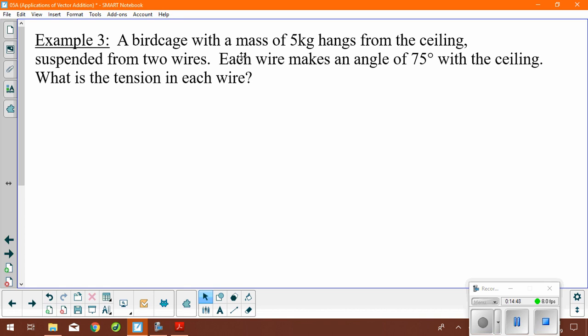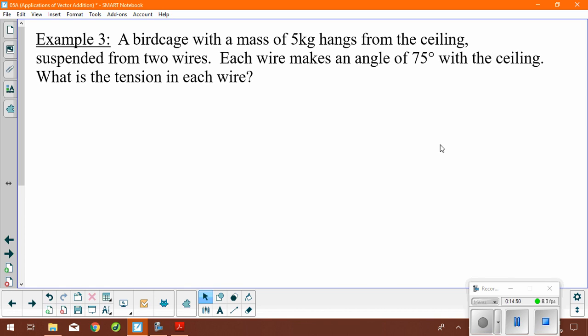Final example is a little bit of a physics problem involving tension. A bird cage with a mass of 5 kilos hangs from the ceiling, suspended from 2 wires. Each wire makes an angle of 75 degrees with the ceiling. What is the tension in each wire?